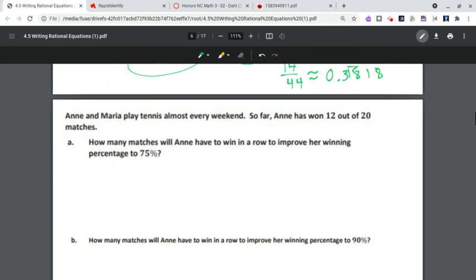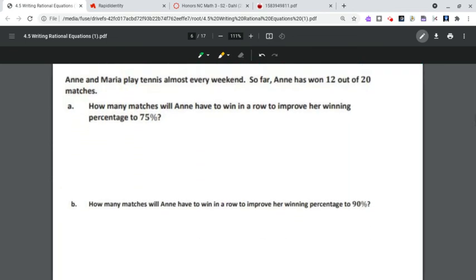Okay, let's do a similar problem. Anne and Maria play tennis almost every weekend. So far, Anne has won 12 out of 20 matches. Perfect. Okay, so let's highlight that: 12 out of 20. How many matches will Anne have to win in a row to improve her winning percentage to 75%? Okay, so we're going to set it up just like we did Jessie's batting.